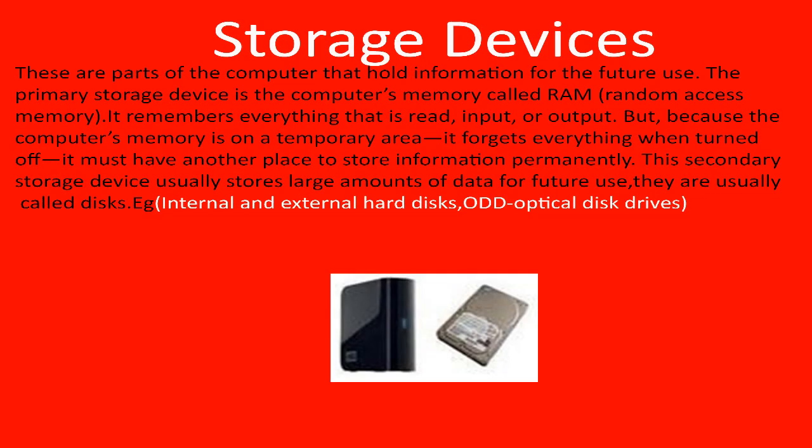And then we go to the storage devices, and these are parts of a computer that hold information for future use. Basically they are categorized into two. We have the primary memory, that is the RAM, the random access memory. It stores information temporarily. And then we have permanent storage devices, for example the hard disk, the external hard drives, and the optical disk drives. They store information permanently.